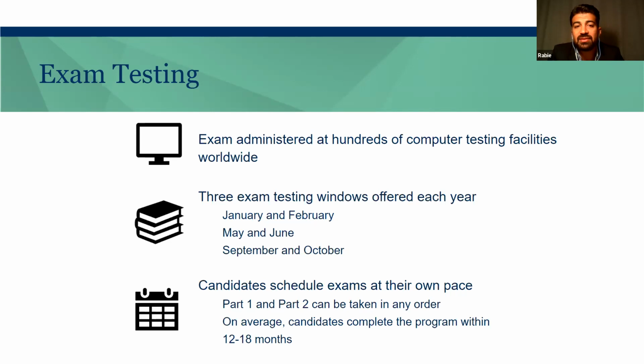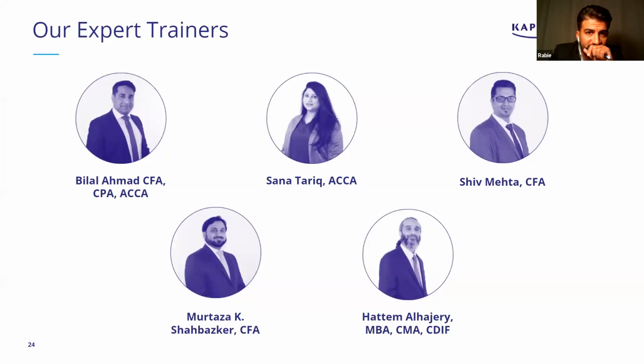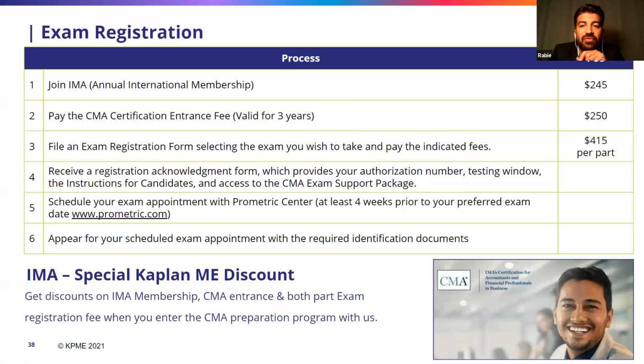So you have 6 months in the year where you can sit for the exam, which are January, February, May, June, September, October. And also I want to jump here to page 38, which is the prices for the CMA. Those are the prices of the products that the CMA has. We are talking about the membership, which is 1 year. It is $245. We are talking about the CMA entrance fee, which is $250. And each exam, part 1 is 415 and part 2 is 415. The total of those will be 1,325.